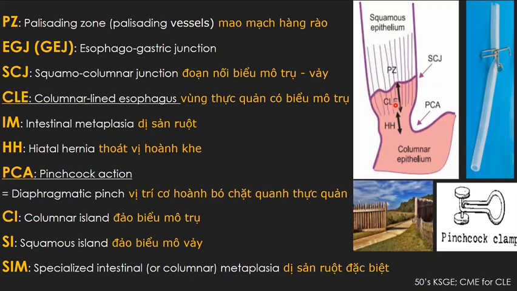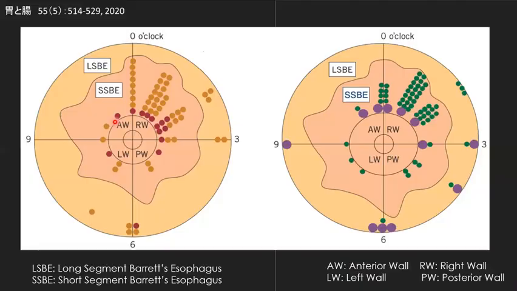This is also a very important slide on anatomy. Whenever our endoscopists perform endoscopy, if we find any abnormalities around the EG junction, we need to write it down.